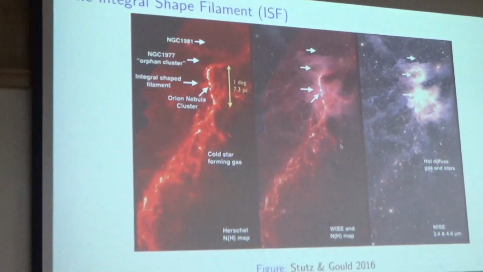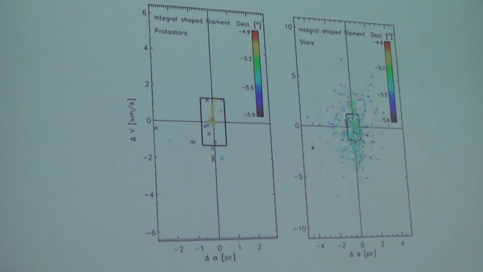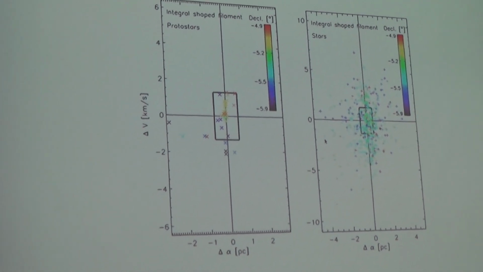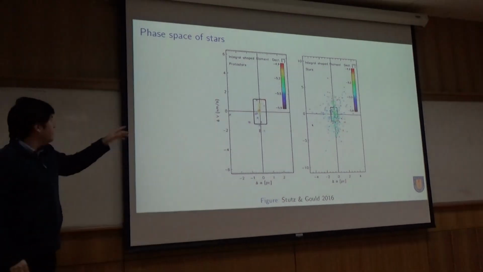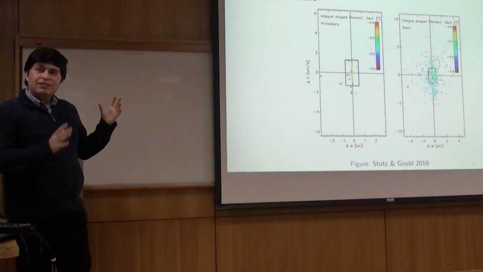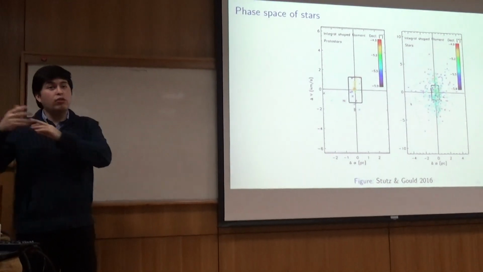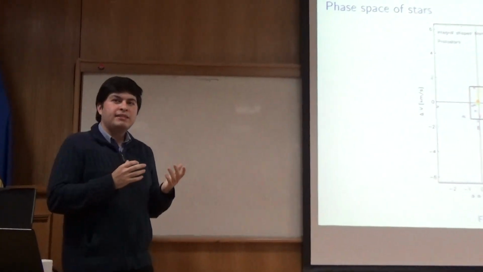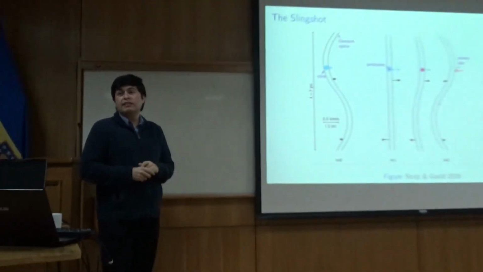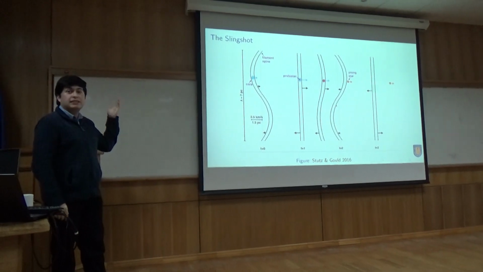Observations of the young protostars show that these are located right on top of the ridge line of the filament, but the older stars have a broader dispersion, as in the right image on the screen. Also, the younger stars have a lower velocity dispersion, and the older stars have a larger velocity dispersion. That means that as the stars evolve and become older, something is giving them that extra energy to have larger velocities and reach a larger distance from the filament. Stutz and Gould in 2016 proposed that this is due to the slingshot mechanism.